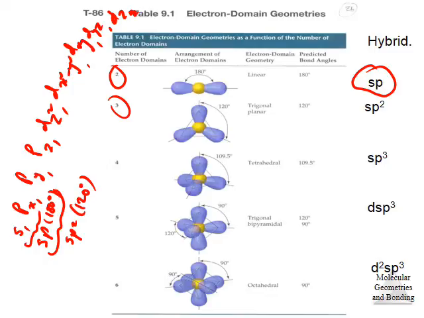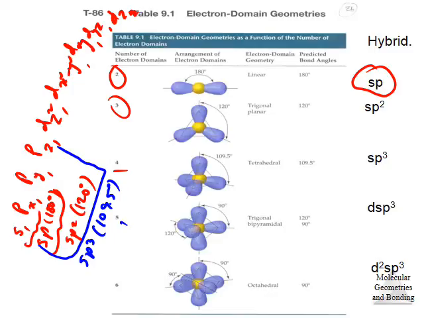Now if we have four pairs of electrons, again I'm going to combine the first four. Let me use a different color. So now I'm going to use s, px, py, and pz. That would be sp3 hybridization, and that goes with the 109.5 degree angle. What would happen if I have more than four pairs of electrons?